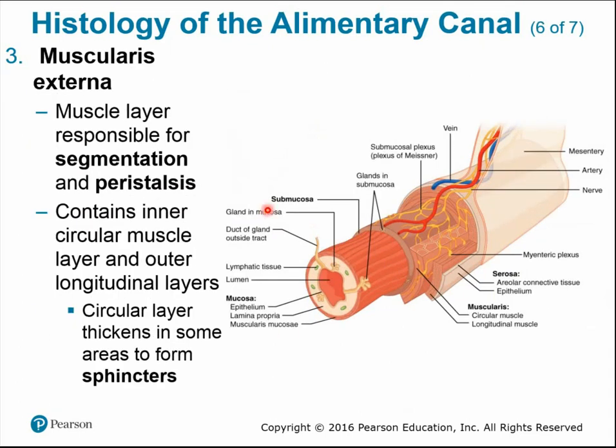The muscularis externa is the outer muscular layer that's going to be responsible for that segmentation movement and peristalsis contractions. So it contains two layers of muscle. We have an inner circular layer and an outer longitudinal layer. The circular layer is going to form our sphincters in some areas and also allow for constriction or dilation of the GI tube. The longitudinal muscle is going to provide contraction, right, going in this direction, so that we can propel and push things down along the GI tract.